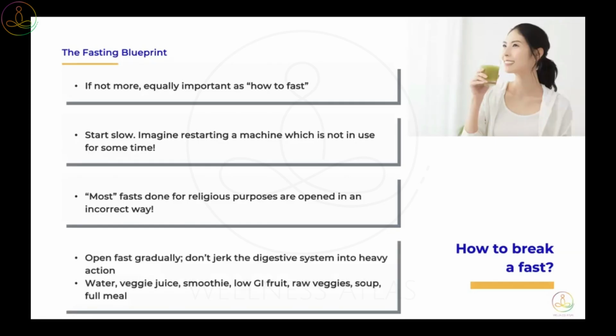Open the fast gradually. Don't jerk the digestive system into heavy action, right? जो हमने बात की अभी. You can start gradually, maybe with water, vegetable juice, smoothie, low GI fruit, raw vegetable salad, soup, and then move to a full meal. Again, it depends. Work with somebody who is helping you if you're on a long fast, or if you're doing it for religious purposes. You're not repeating it every time, but figure out a way. Give enough time to open a fast properly and allow the system to come back to full digestion capacity, right? So that's very important.